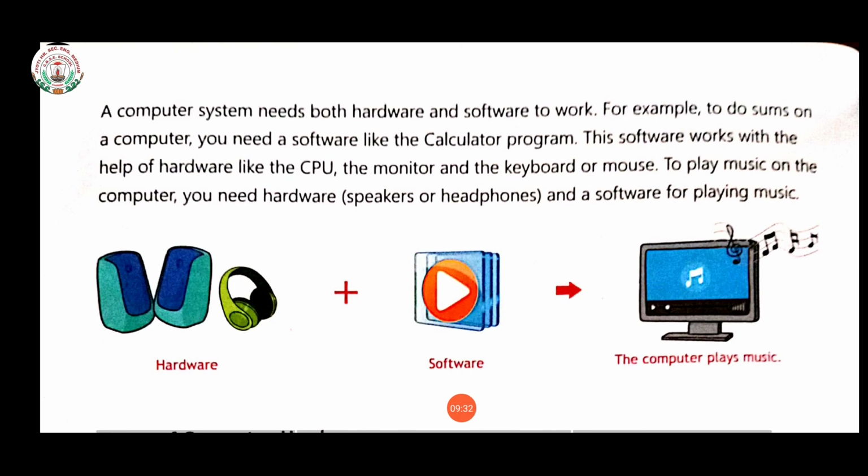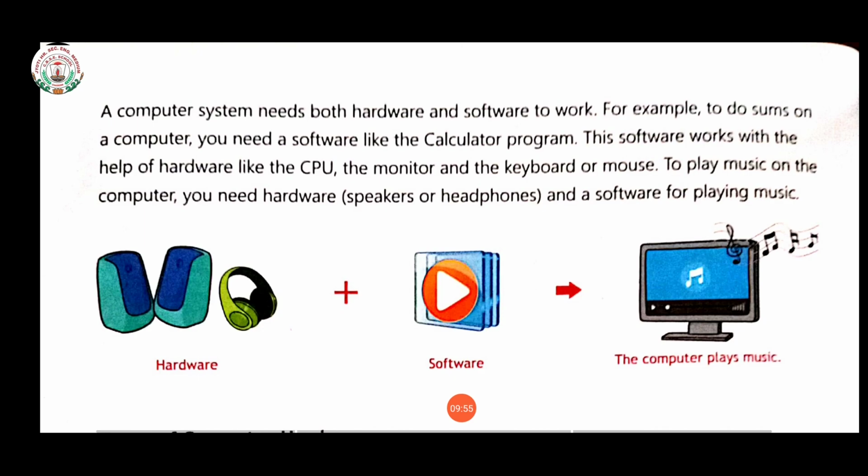Okay, so a computer system needs both hardware and software to work. Hardware or software alone cannot perform any work. Together they have to perform their work. They are useless individually. Hardware alone cannot do any work or software alone cannot do any work.